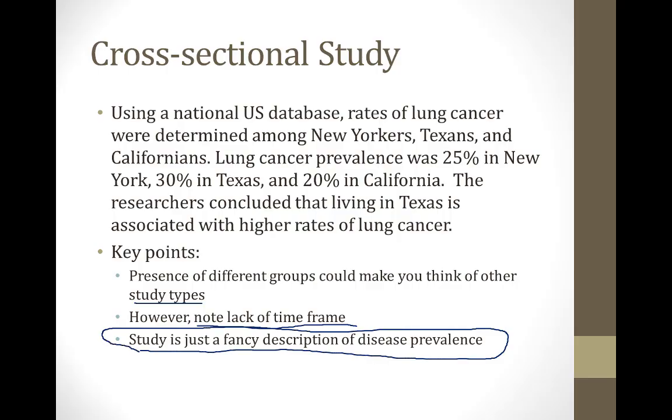They're just showing you disease prevalence, a snapshot in time, in 3 different states: New York, Texas, and California. Because the rates are highest in Texas, they say that Texas is associated with higher rates of lung cancer. That's true, but they can't say anything about the risk of living in Texas for lung cancer or the odds ratio of living in Texas for lung cancer. That would require studying patients over time, as we'll see in other types of epidemiology studies.